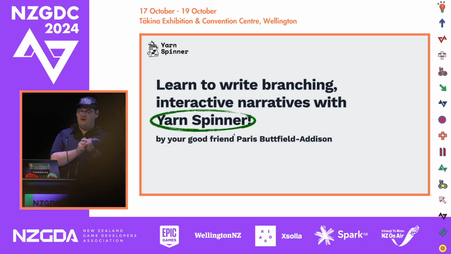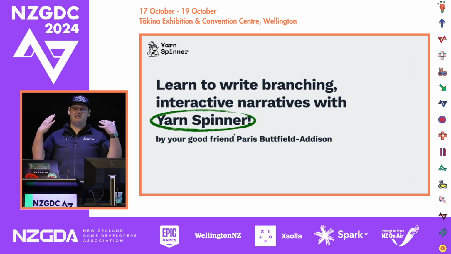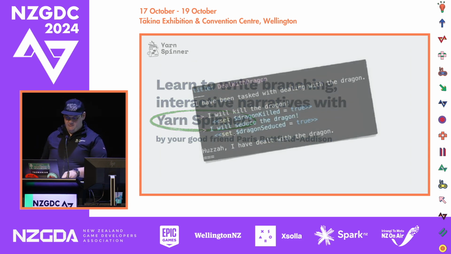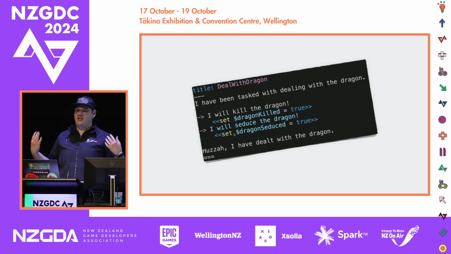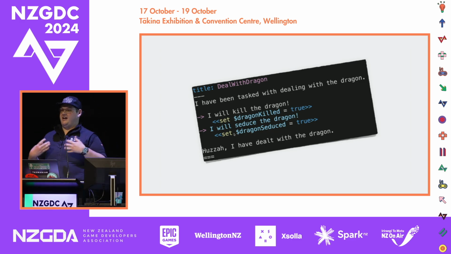This talk is called Learn to Write Branching Interactive Narratives with YarnSpinner, and YarnSpinner actually means multiple things. So part of the talk is about the different things that YarnSpinner is. The first thing that YarnSpinner is, it's a scripting language. The scripting language is often called Yarn. Yarn script, Yarn code, Yarn stories, but it's just a .yarn extension.